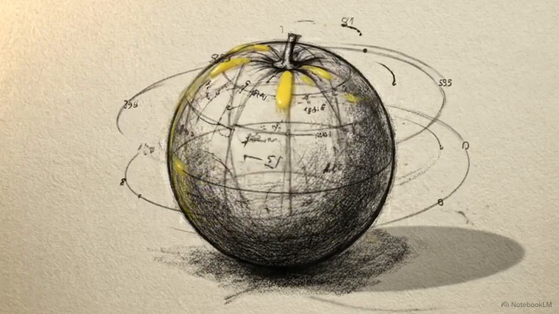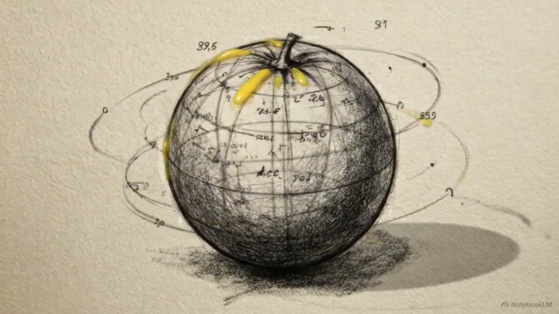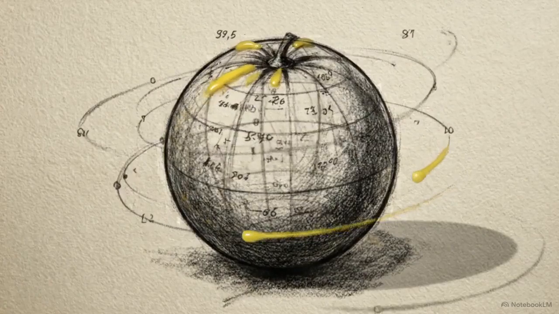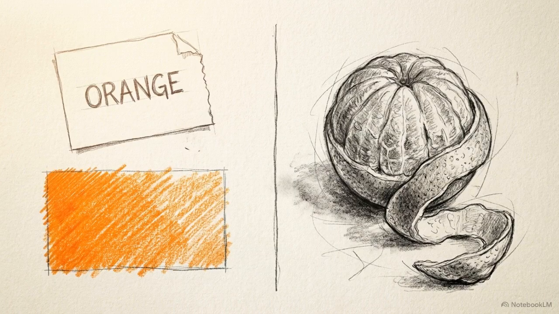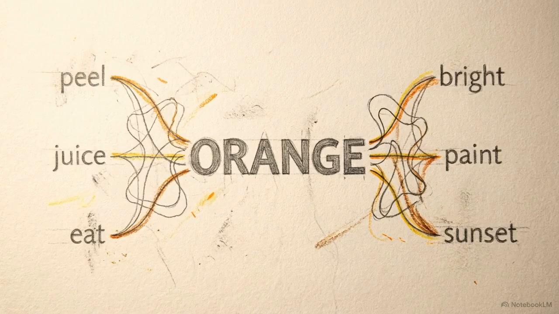Imagine trying to teach a machine what an orange is. Since computers only speak math, they don't have eyes or taste buds to help understand. We have to teach them to tell the difference between the color orange and the fruit, entirely by looking at the company those words keep.